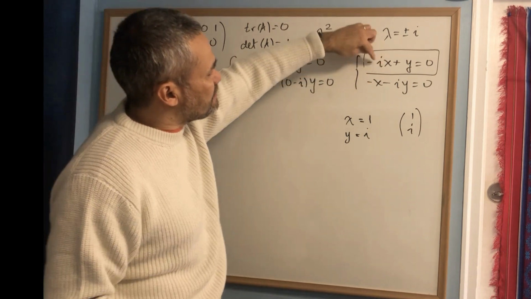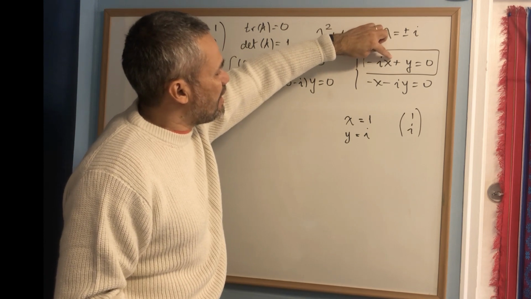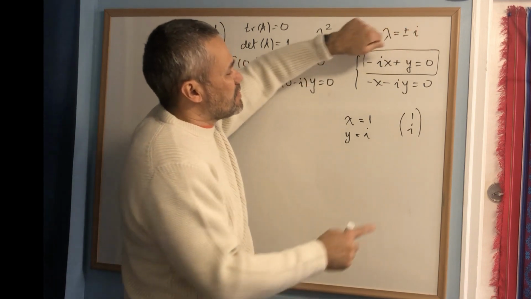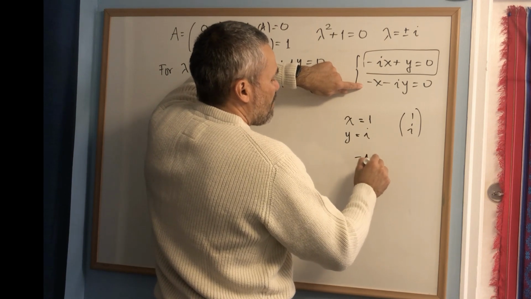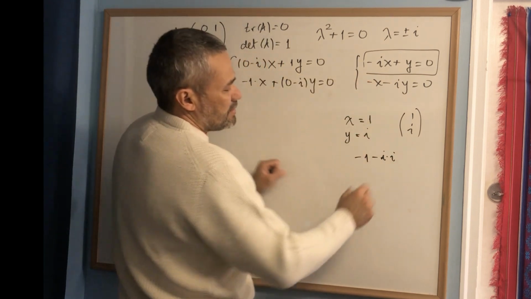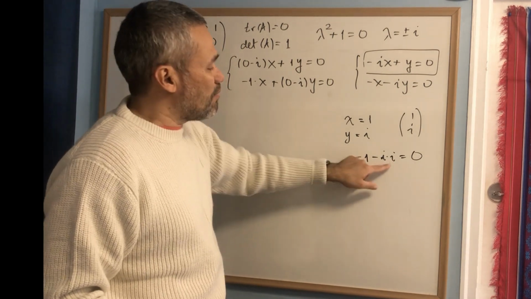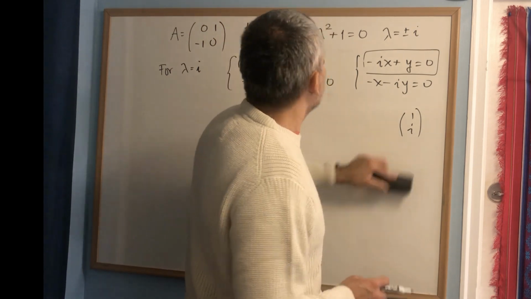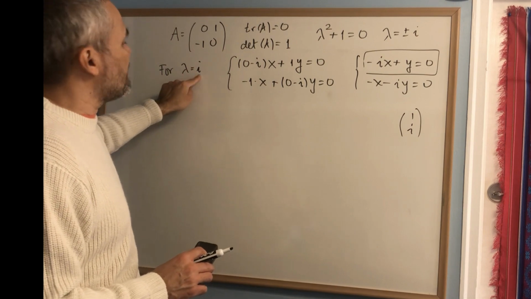Easily we can check that it satisfies the first equation: negative i times 1 is negative i, plus y, which is i, equals 0. But it also satisfies the second equation. We have negative 1 minus i times y, which is i, and this is equal to 0 because i times i is negative 1, and negative 1 plus 1 equals 0. Then we have found an eigenvector that goes with lambda equal i.